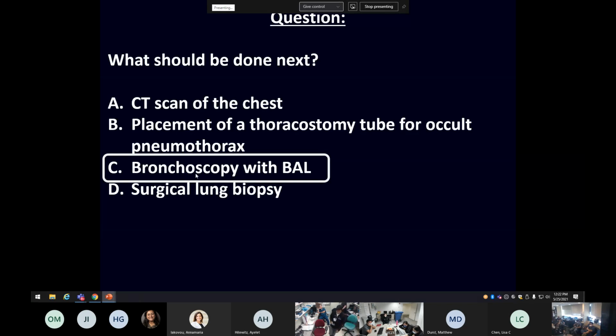To be honest with you, sometimes the presentation is not so clear cut. So with these patients, you intubate them, do BAL and a transbronchial. It depends if Fiore is there or not. But anyways, a surgical lung biopsy is not really required for these patients.